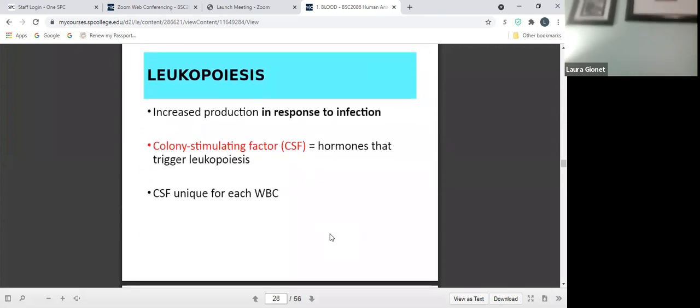Leukopoiesis is an increase of production in response to an infection. When it comes to our 5 classes of white blood cells, we have what are called colony stimulating factors. These are hormones that trigger leukopoiesis. That's all.